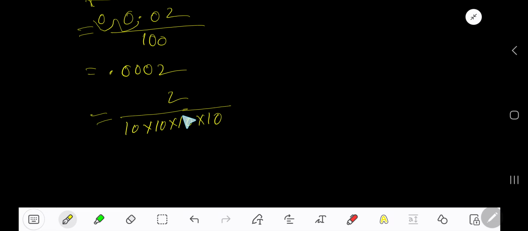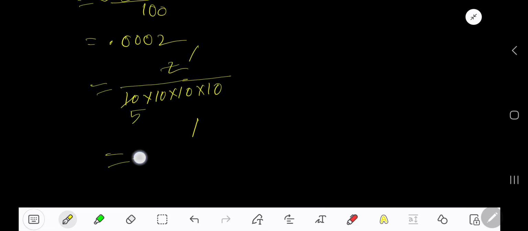Now we need to reduce this fraction. How to do that? The numerator is divisible by 2, and the denominator is divisible by 2. So we are getting 1 over 1, then add zeros: 1, 2, 3, and here 5.